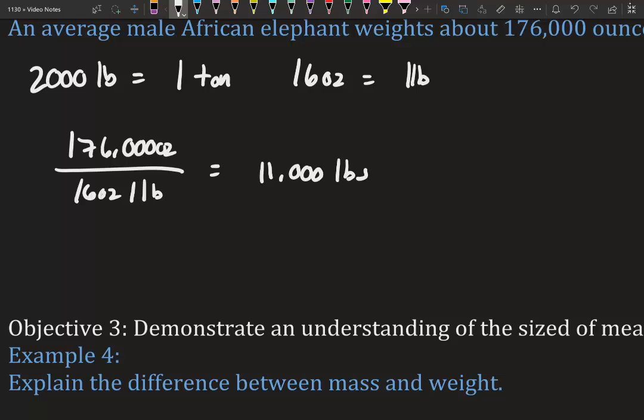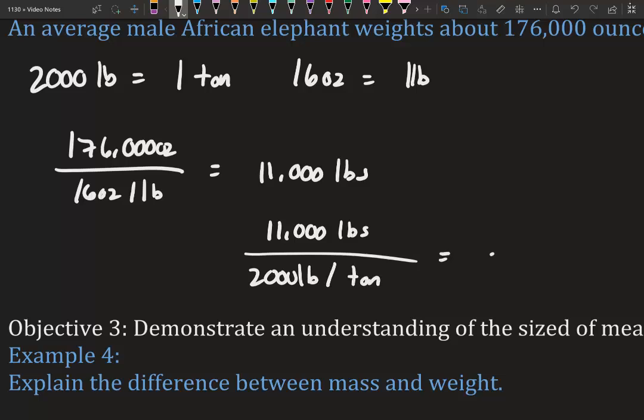So now that we know the pounds, we can figure out how many tons. So we have 11,000 pounds, and there's 2,000 pounds per ton. So we get 5.5 tons.